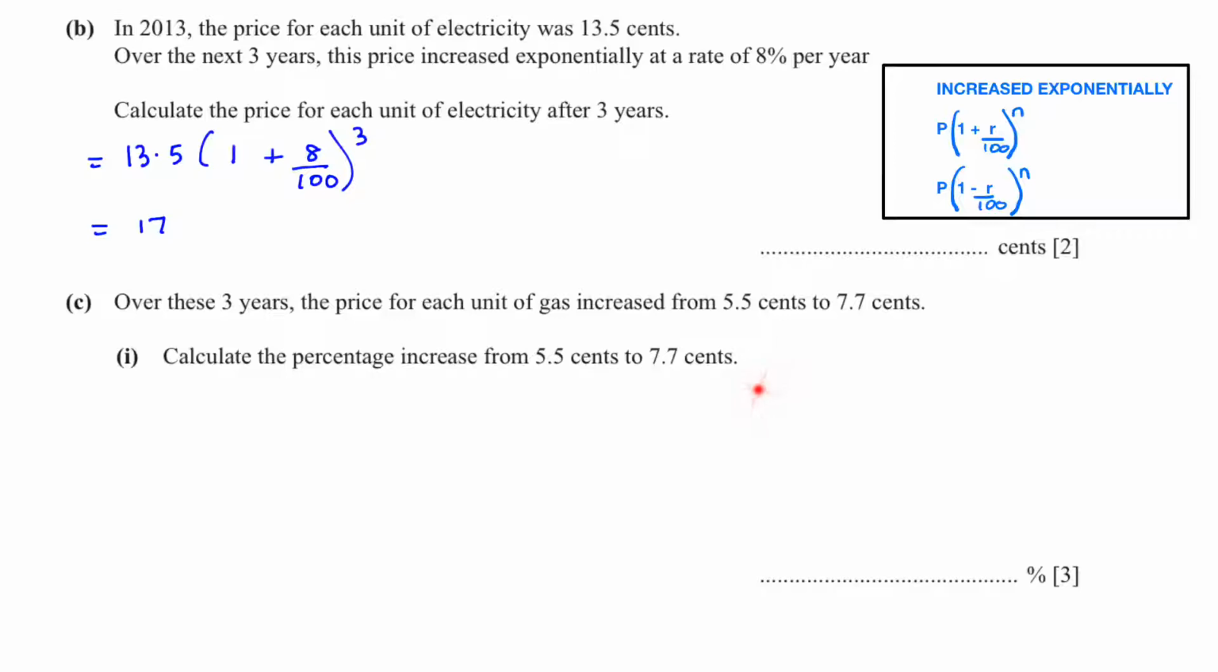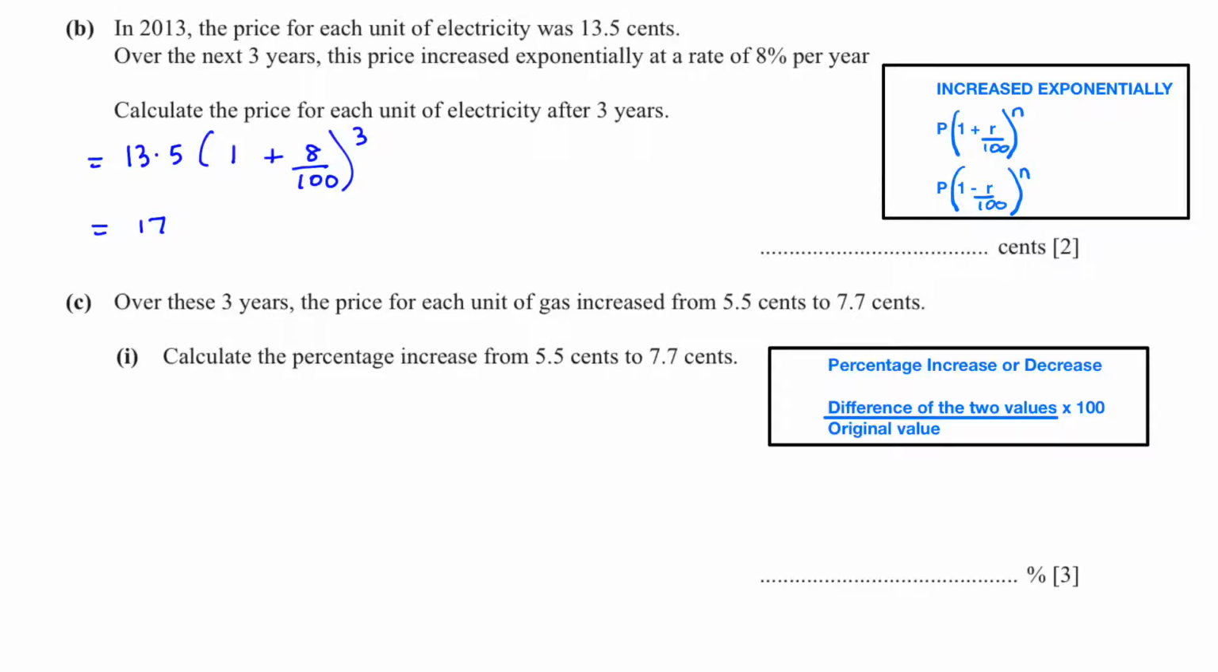There's another formula that we can use here. Whenever there is percentage increase or decrease, we write the difference of the two values in the numerator and the starting or the original value in the denominator multiplied by 100. The same formula works for increase or decrease. In the numerator, we subtract from the big one the small value. So we have 7.7 minus 5.5 and the original value was 5.5 times 100. And the answer is 40. Therefore, it increased 40%.